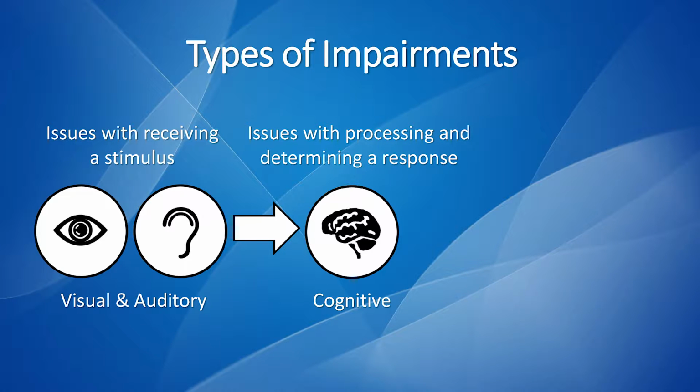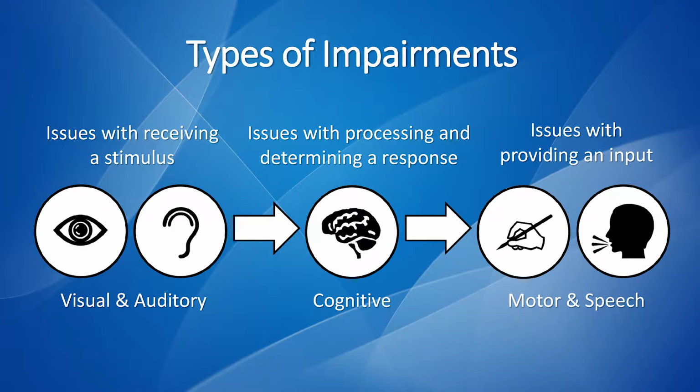Next is issues with processing and determining a response. This is all cognitive stuff, so a few things Lucy touched on previously. Anything such as dyslexia, dyspraxia, learning impairments, any number of things like that can come under this umbrella of the cognitive disabilities, or cognitive impairments rather.